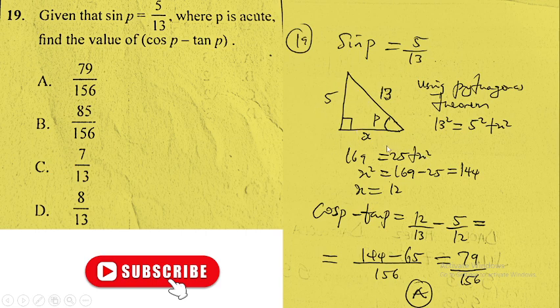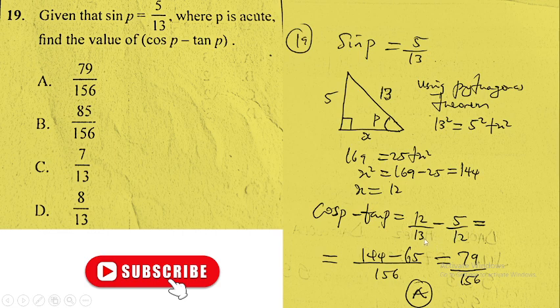Then if we know that, we'll be able to find cos and tan P as well. What is cos? Cos is adjacent over hypotenuse. So that will be 12 over 13. And that's what you have here. Then tan is TOA, opposite over adjacent. 5 over 12. That's what you have here.